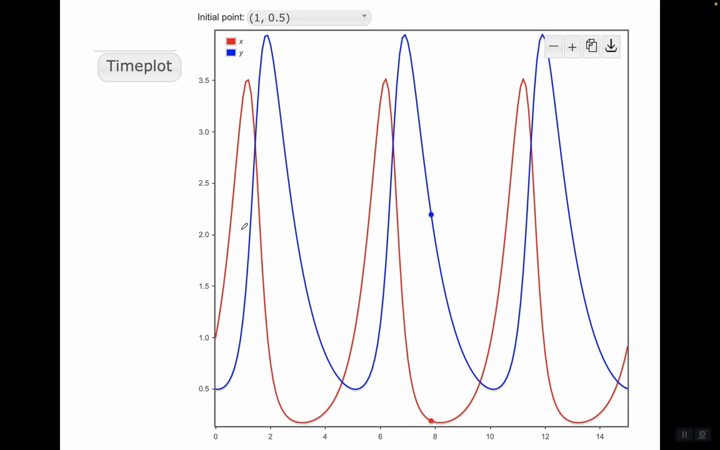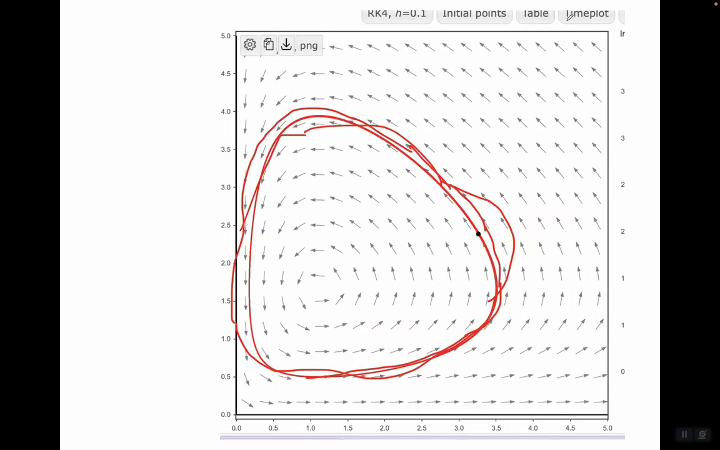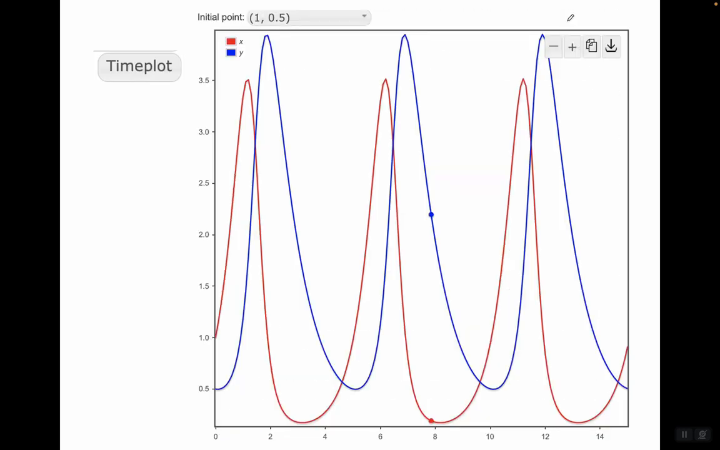If you were to graph them separately using time plots, you could just click on time plot over here. This is what you'd end up with. So notice, first the prey peak, and then predators. Prey peak, and then the predators, etc.